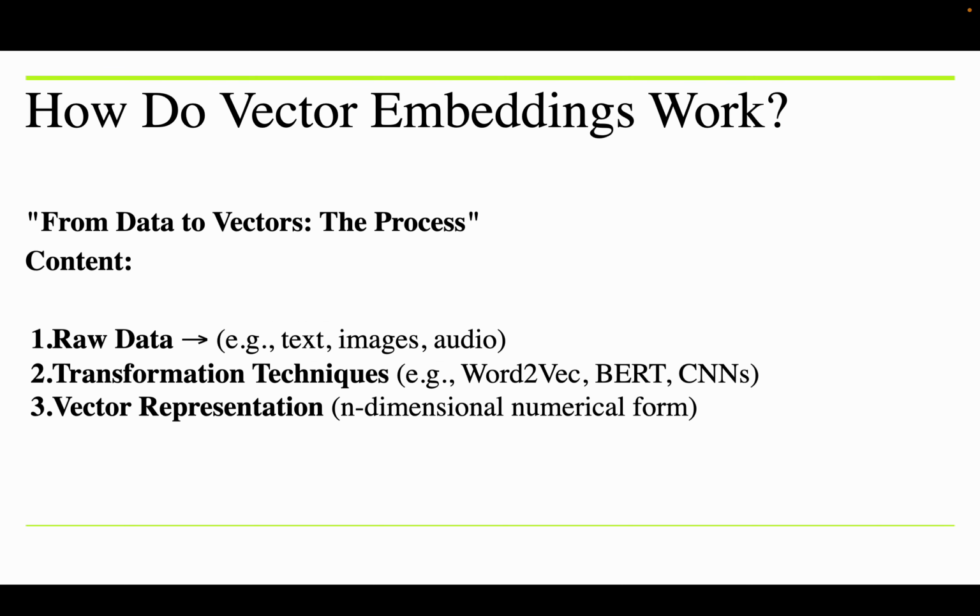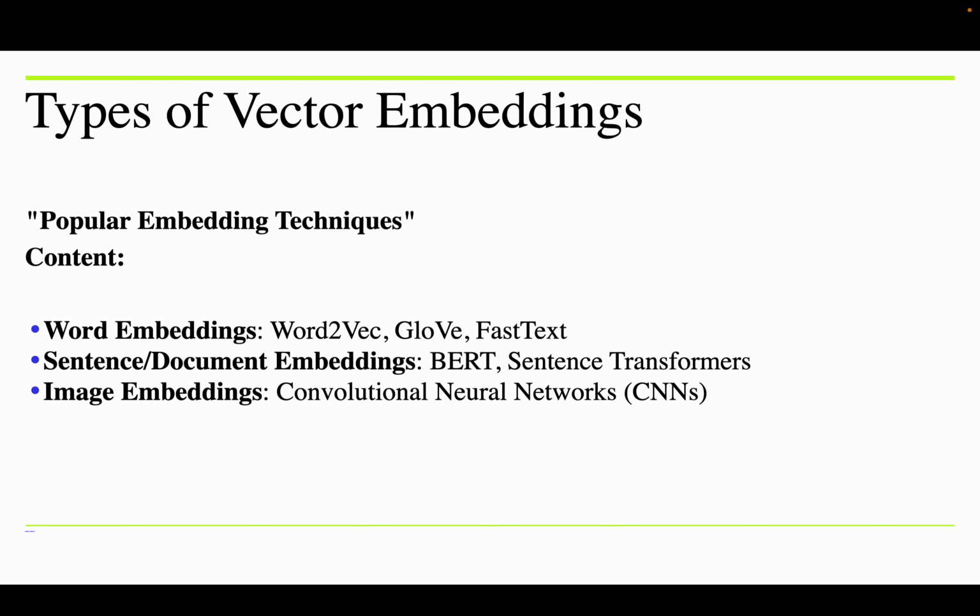How does vector embedding work? It works basically in three steps, from data to vector. First, we get the raw data, which can be in the form of text, images or audio. Then the transformation happens, from data to number format, by different algorithms or models like Word2Vec, BERT and CNN. And third is the vector representation in n-dimensional numerical form.